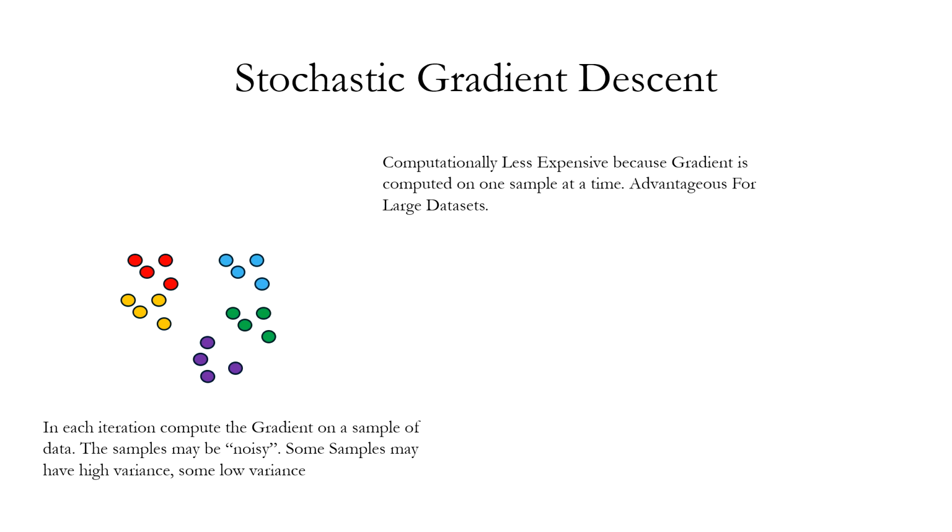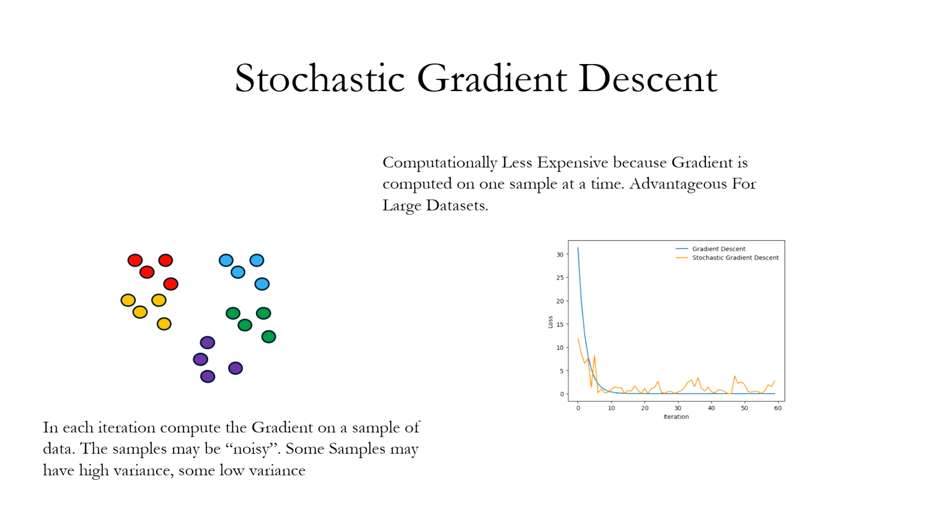So SGD is computationally less expensive because the gradient is computed on one sample at a time. And as I mentioned in the beginning, it's advantageous for large data sets. You can see that gradient descent has smoother convergence, because stochastic gradient descent can use those noisy samples, those samples that just have high variability. The important thing, though, is that it does converge, even though this one looks a little bit out of scale, but it does converge.